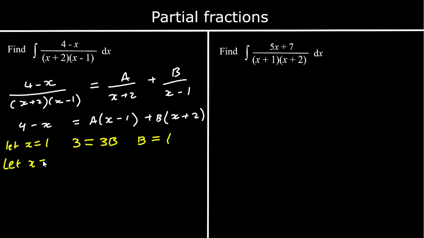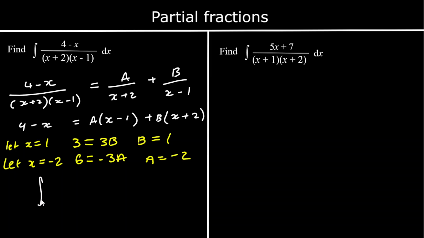If we let x equal negative 2, we can get rid of b. So 4 minus negative 2 is 6. And negative 2 take away 1 is negative 3. So negative 3a's. A has to be negative 2. So we can change a to negative 2 and b into 1.